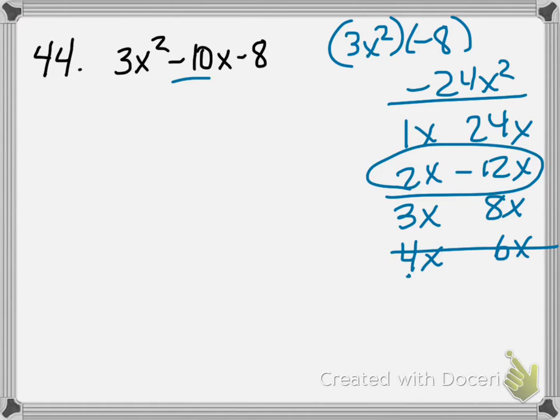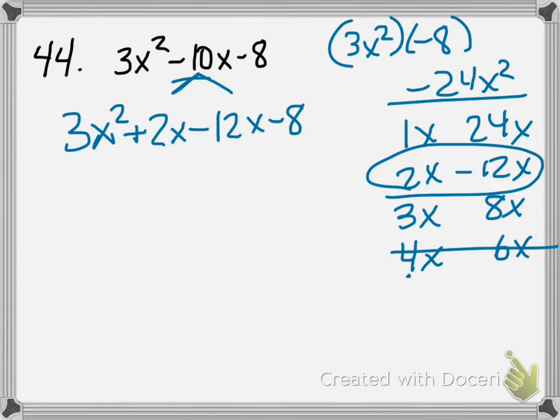All right, so now I'm going to come back over to my equation, and I'm going to split apart the negative 10x. So I'm going to rewrite my quadratic as 3x squared, and then I'm going to replace the negative 10x with 2x minus 12x. So I have plus 2x minus 12x minus 8. Again, 2x minus 12x is negative 10x, so it's the same quadratic, it just looks a little different.